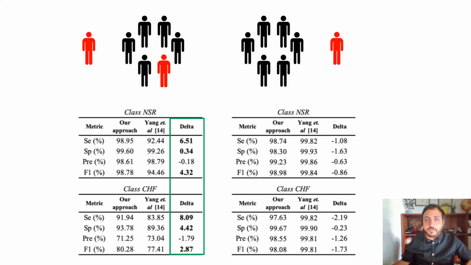For the intra-patient validation on the left side, Harper outperforms the baseline on both the normal sinus rhythm and congestive heart failure classes. Mainly, for the congestive heart failure class, we have better sensitivity and specificity values, but a lower precision value. This means that our approach has more false positives than the baseline. According to us, this could be an acceptable trade-off in the scenario of online monitoring and detection.